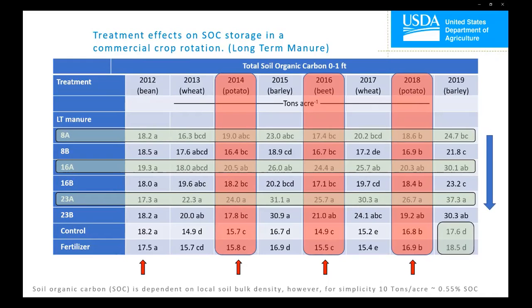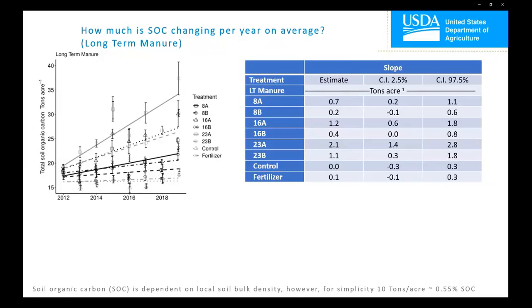So then, how much is soil organic carbon changing each year on average? To assess the average change in soil organic carbon per year, simple linear regression was used to plot soil organic carbon level as a function of year among the study treatments. The resulting slope estimates and confidence intervals provide some inference. The estimate is our best estimate of average annual change. The confidence interval states that we are 95% certain that the true slope is between this interval.